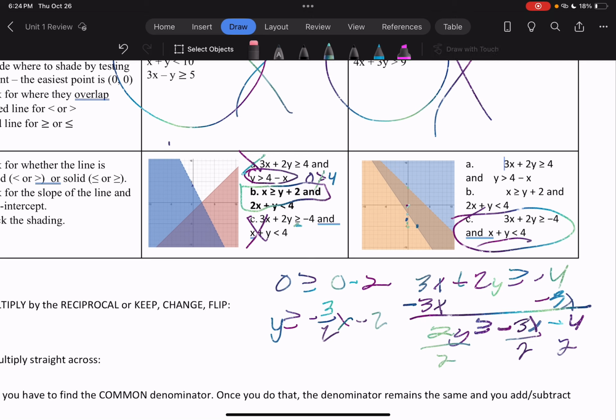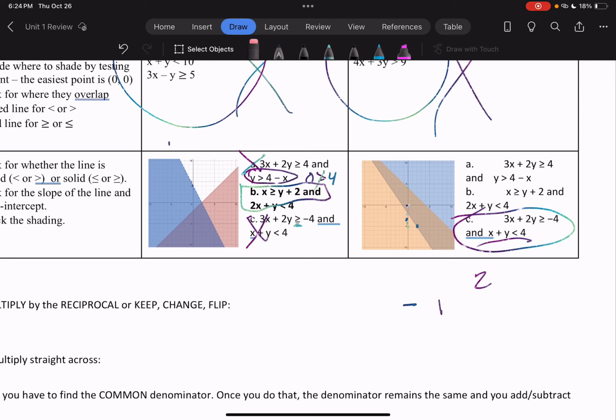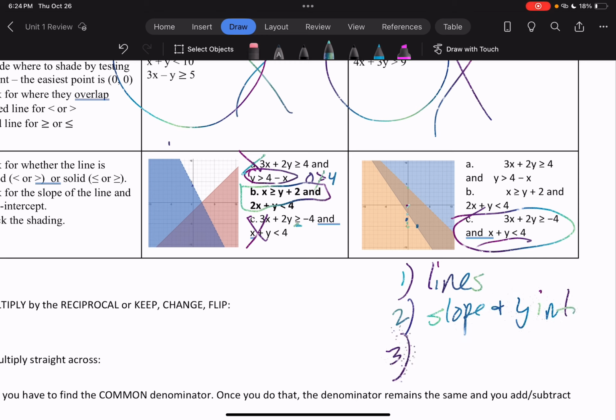All right. So again, if you are given a graph and you need to match the inequality, you want to look at 3 things. 1, the line: is it dotted or solid? 2, your slope and y-intercept. And then 3, you want to test a point and make sure that the shaded area works.